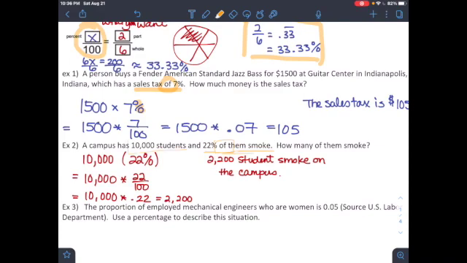The whole thing is 10,000. Okay, and so because of that, I'm taking 10,000 times 22 over 100. Remember I said if it's percent, it's over 100. So you have 22 over 100, and that turns into 0.22. If you're not sure which way the decimal goes, make sure you just type it in. So that's 10,000 times 0.22, which gives you 2,200. And then the answer is 2,200 students smoke on the campus.